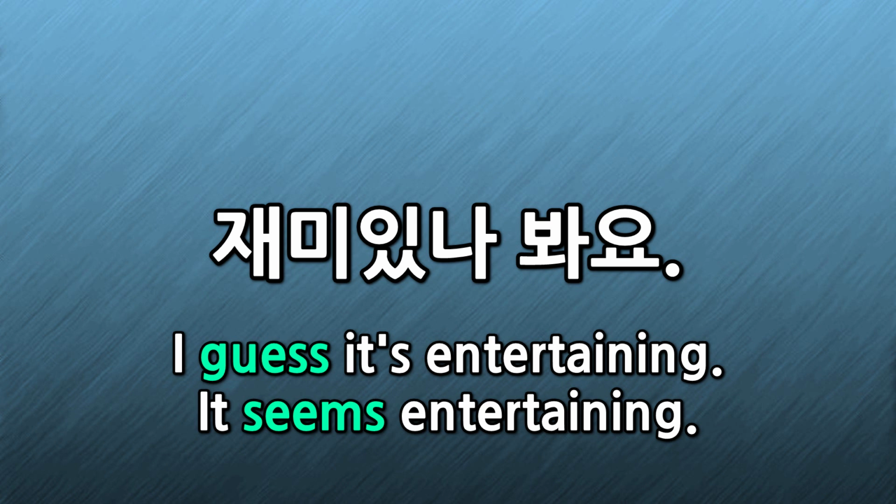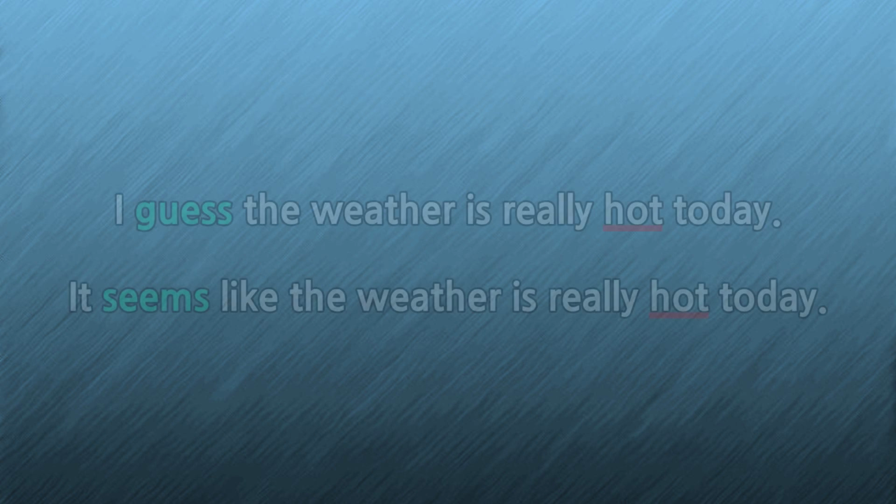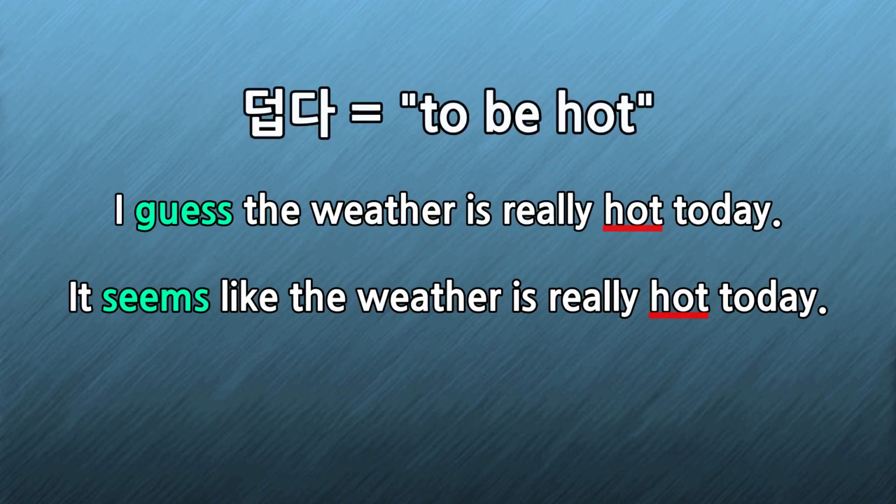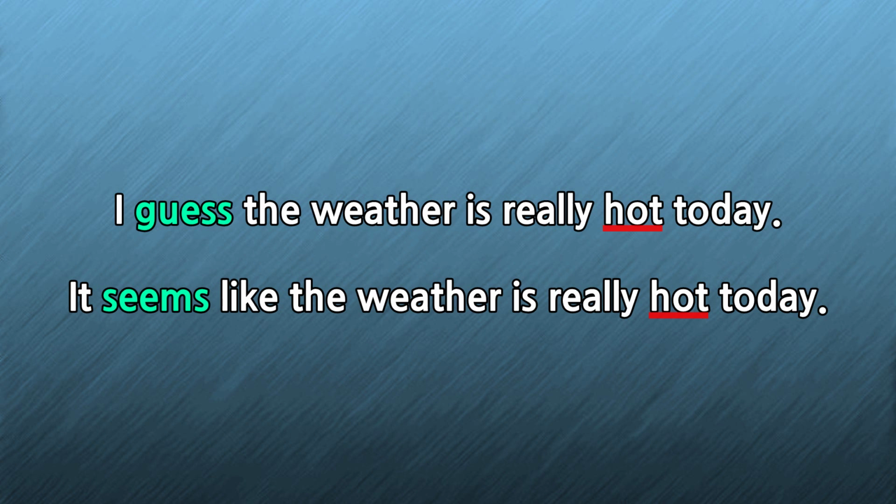So now we know how we can say I think that or it seems like using an action verb. But what if we want to say this about a descriptive verb? For example, how could we make this sentence? I guess the weather is really hot today. Or, it seems like the weather is really hot today. We wouldn't use the previous form since the verb to be hot, 덥다, is a descriptive verb. So we're going to need to learn one more form that we can use with descriptive verbs.